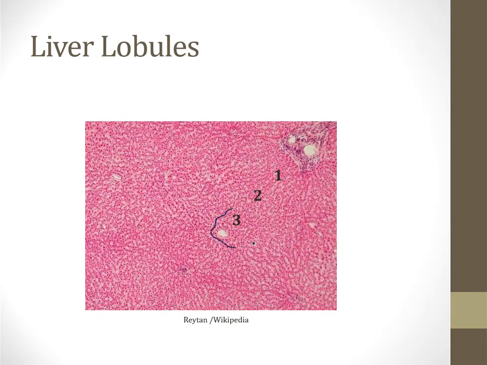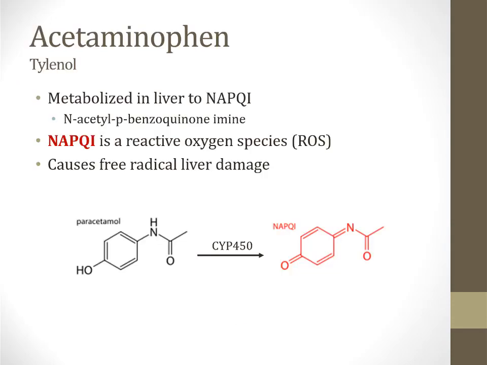It's right here, zone 3, that you are going to see the damage when patients take drugs that are metabolized by the P450 system into free radicals. The classic example of a drug that causes free radical damage to the liver is acetaminophen or Tylenol. Tylenol is metabolized into a substance known as NAPQI or N-acetyl-p-benzoquinone imine.